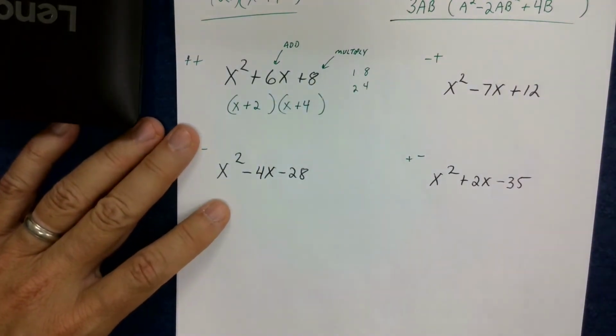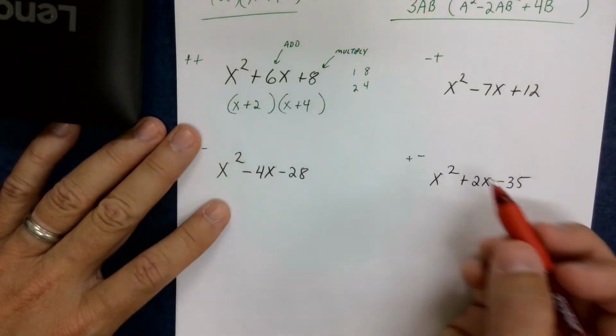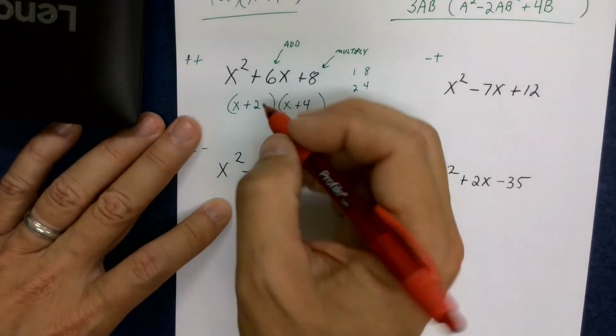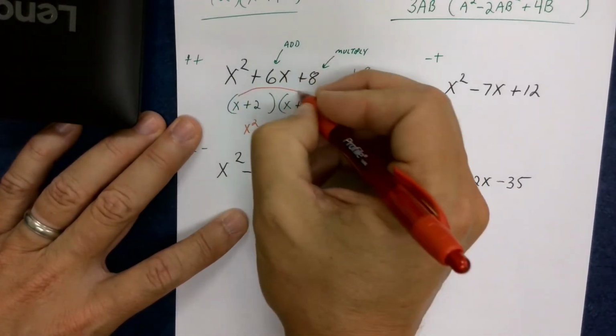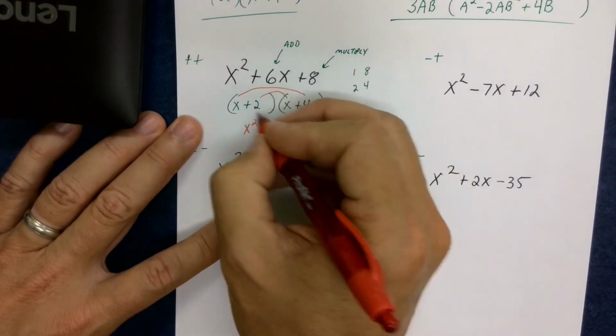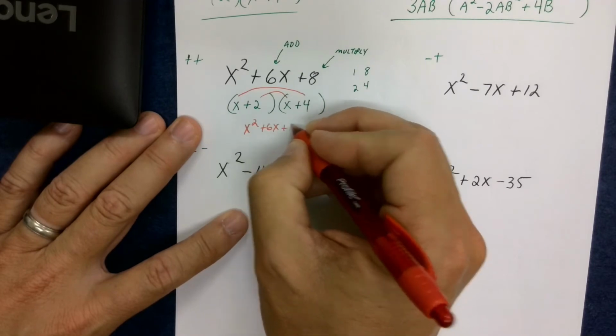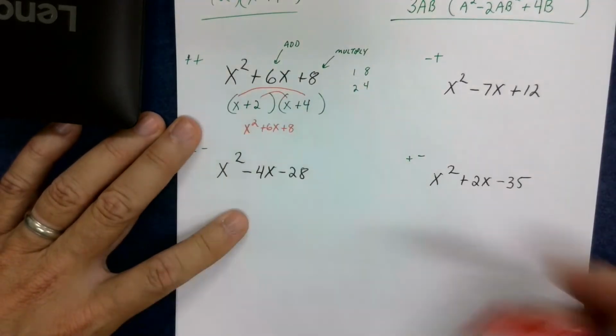And I know that these are right because I'm going to multiply these back together and they're going to equal that. So first, x times x is x squared. Outside is 4x. Inside is 2x, so that's plus 6x. And then last, 2 times 4 is 8. You can see that I ended up with my original expression. So x plus 2 times x plus 4 is the result.